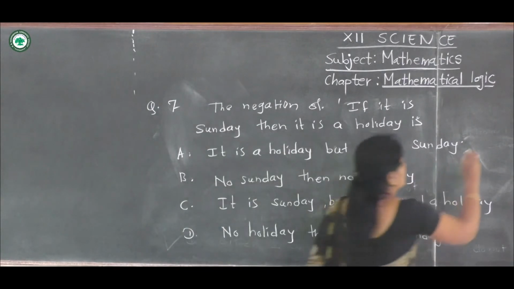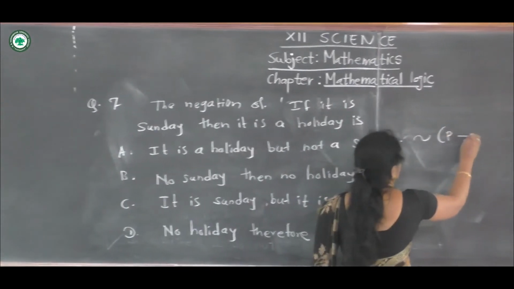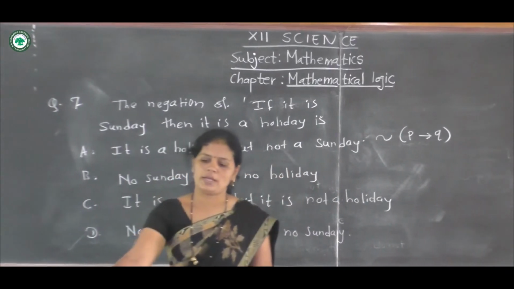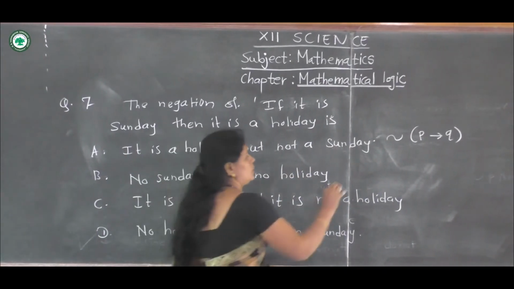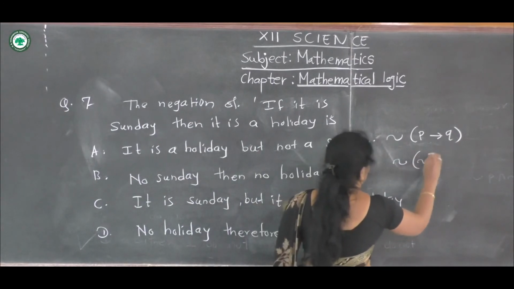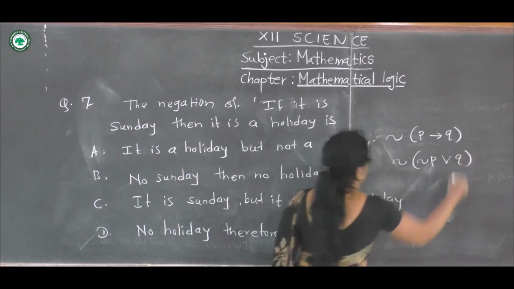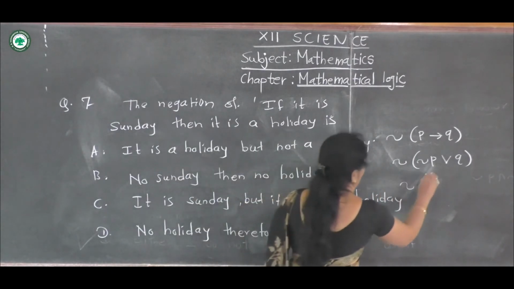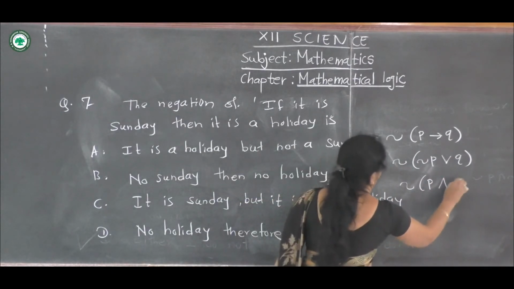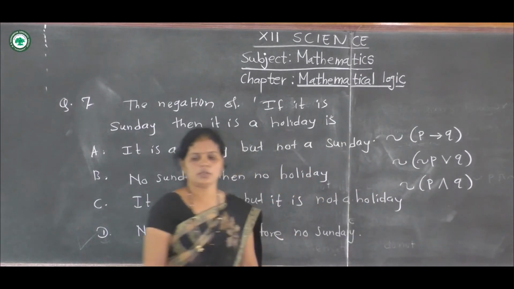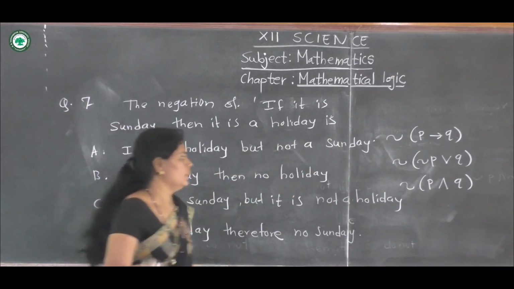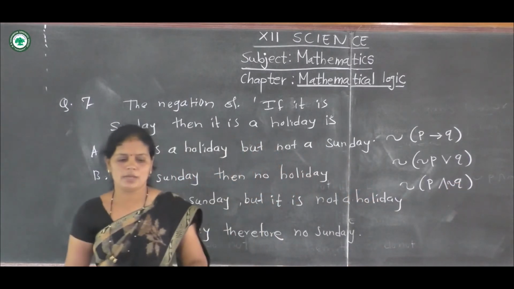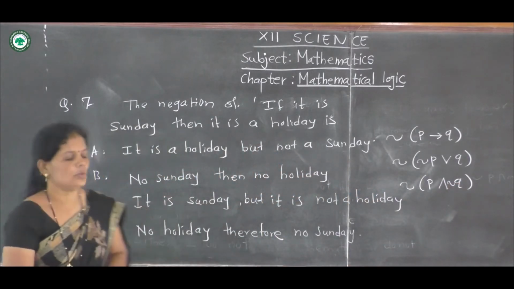We know the negation of P implies Q is P and negation of Q. The negation of P or Q is negation of P and negation of Q. The negation of P and Q is negation of P or negation of Q.